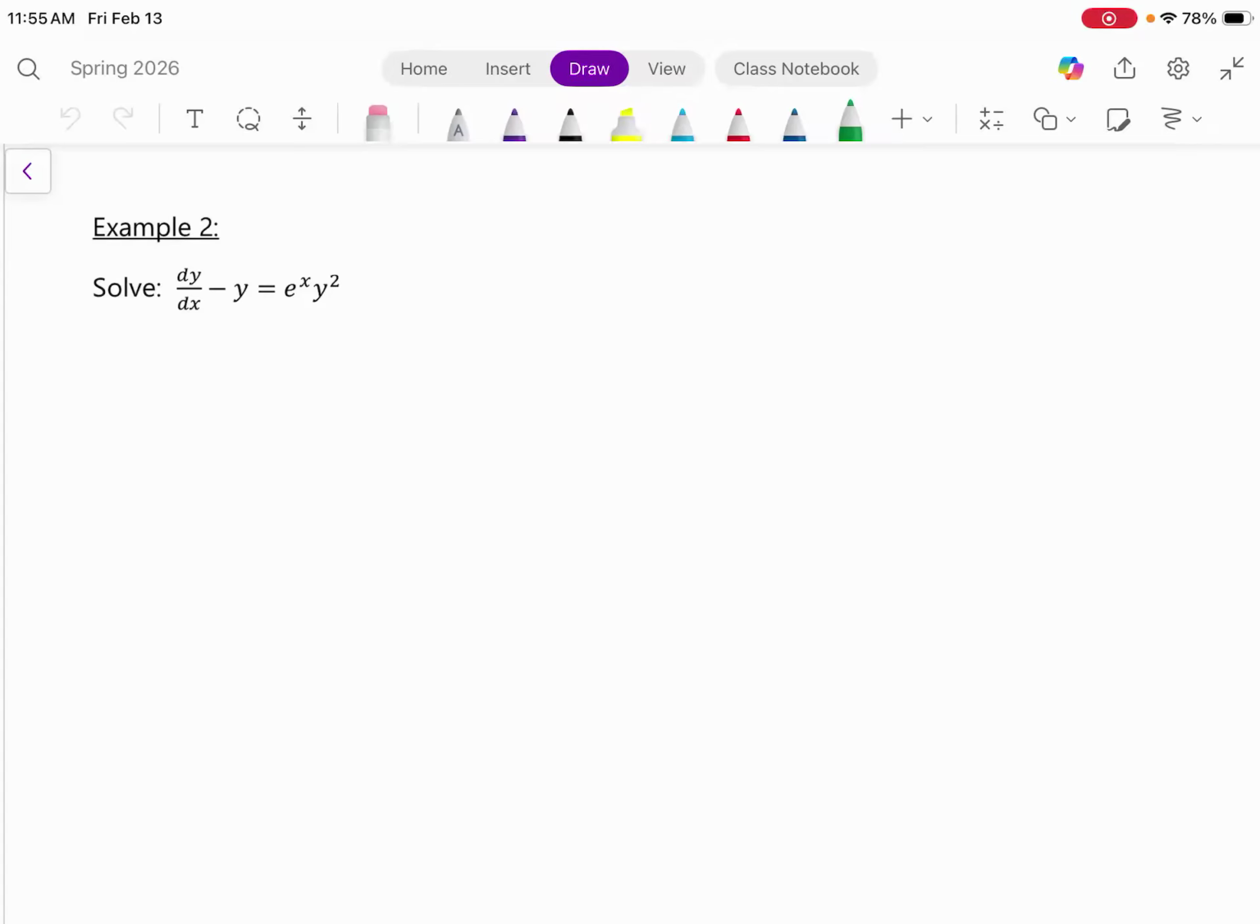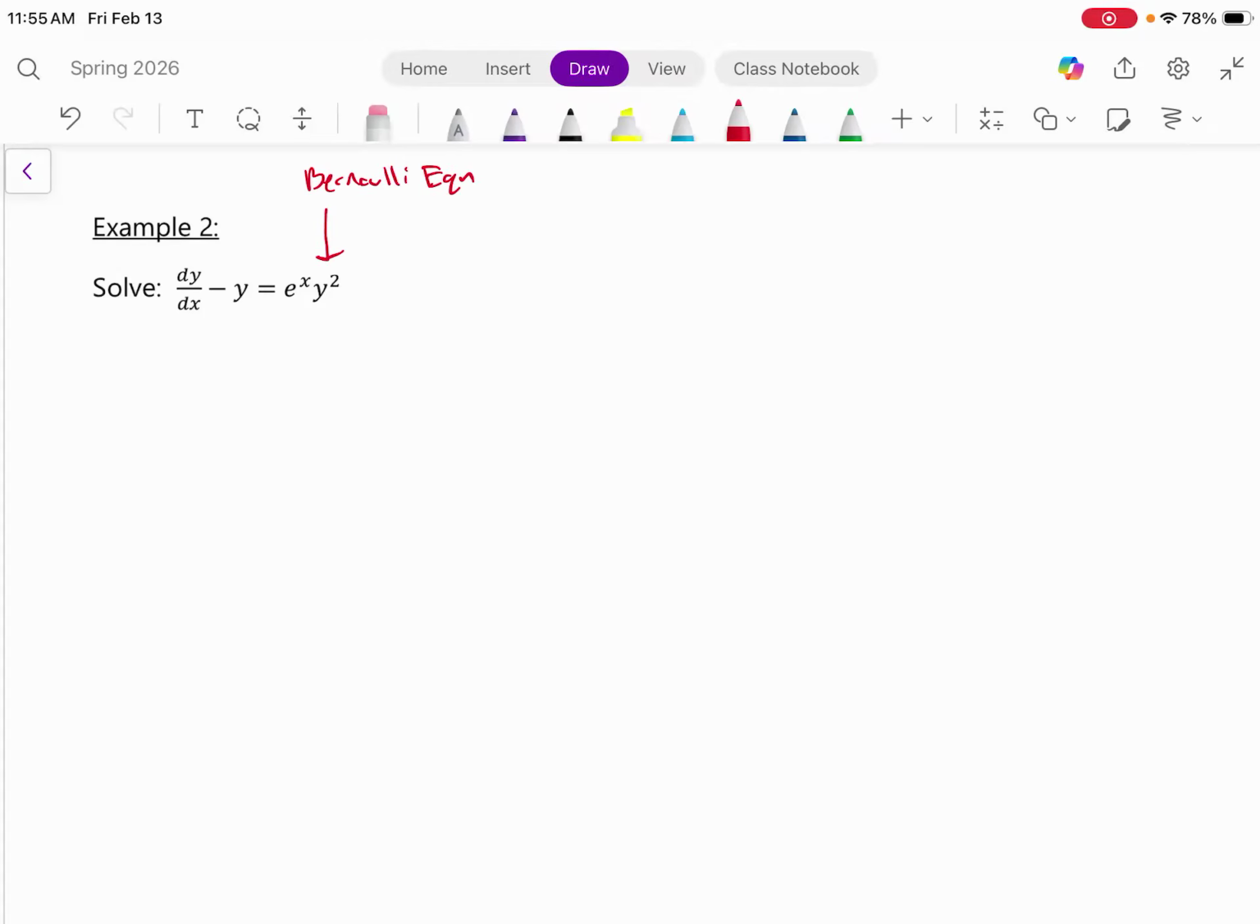Hi everybody, welcome back to the section 2.5 video. In this video, we're going to look at a second example of a Bernoulli equation. So here we have dy over dx minus y equals e to the x over y squared. So this right here, that y squared times e to the x on the right hand side is a good indicator for a Bernoulli equation. Okay, some y to the power.